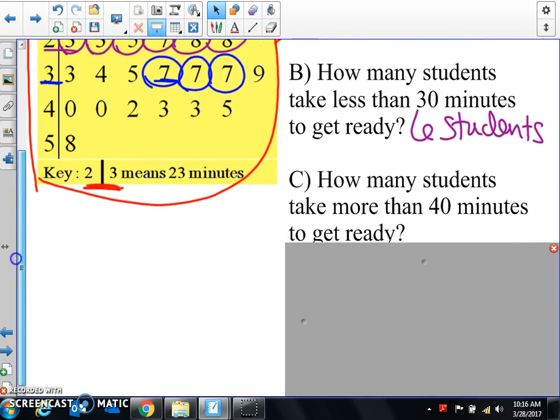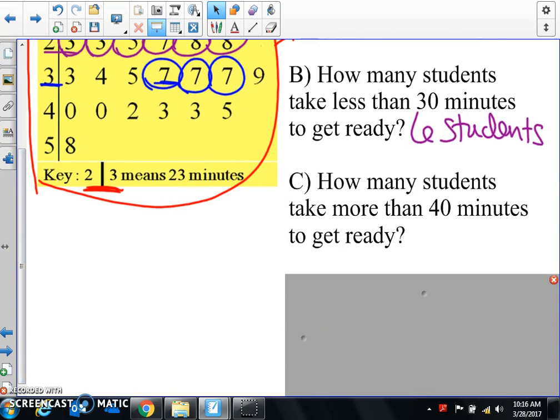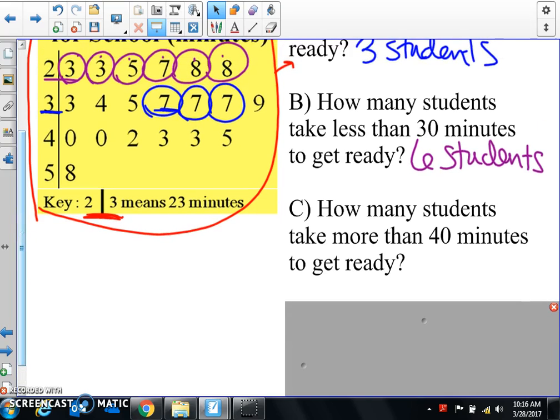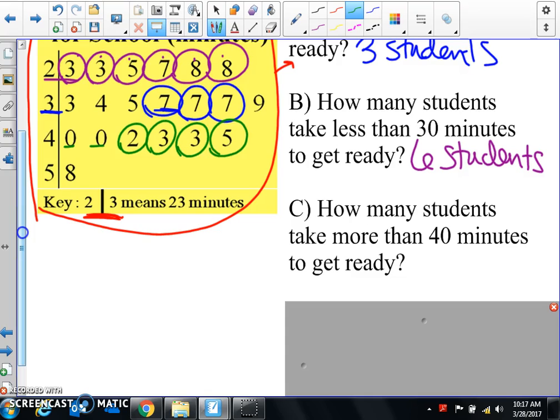And finally, C says, how many students take more than 40 minutes to get ready? So more than 40, not 40, but more than 40. So I need 41 and greater. This is 40, no, but 42, 43, 43, 45, and then also this 58. So 1, 2, 3, 4, 5 students.